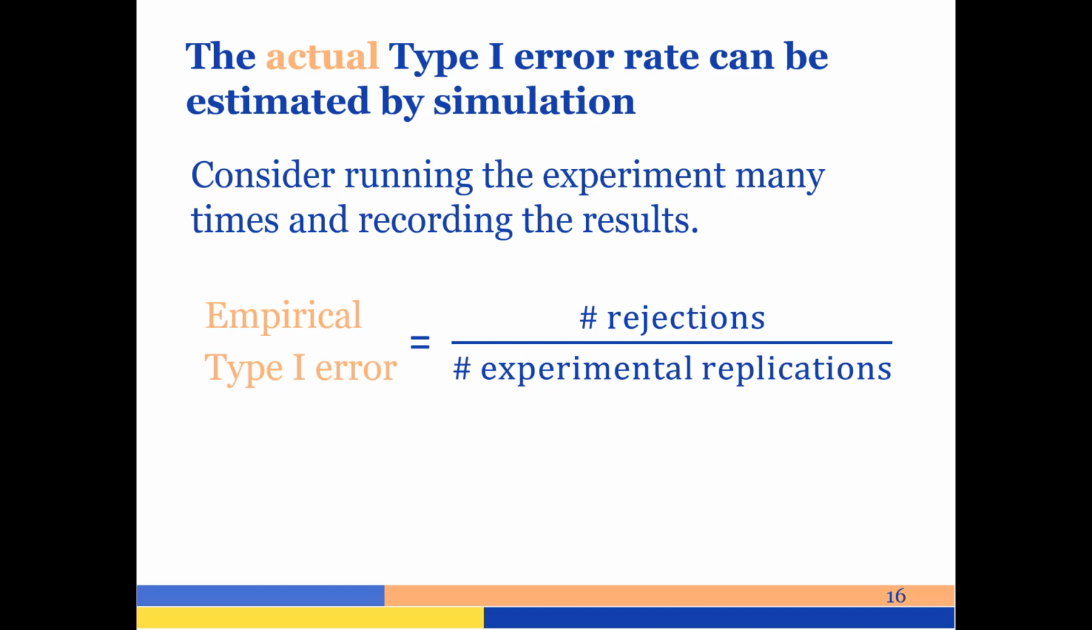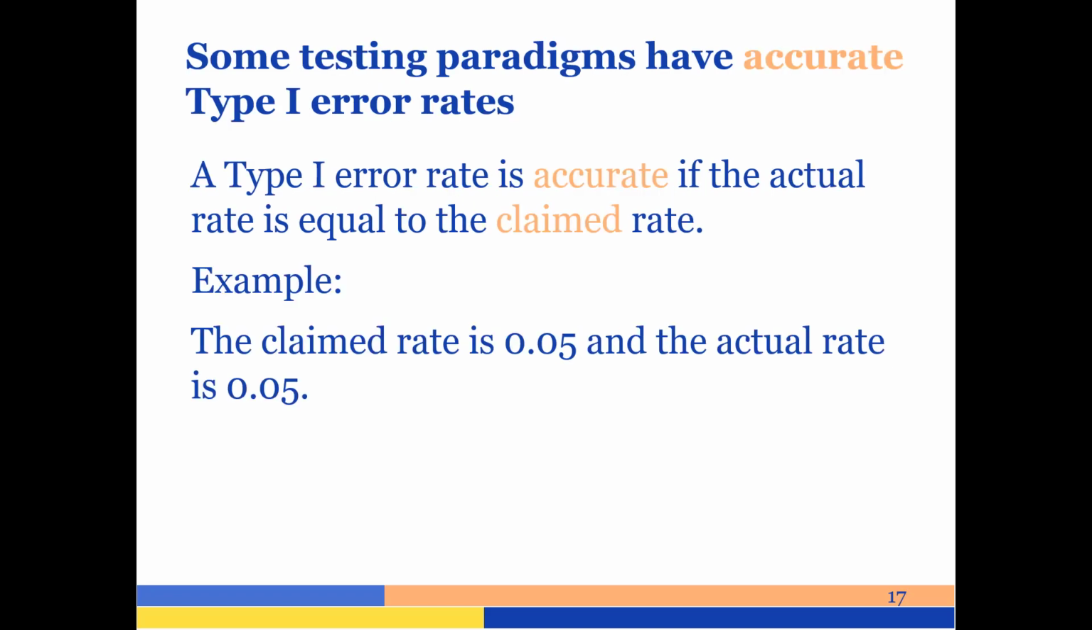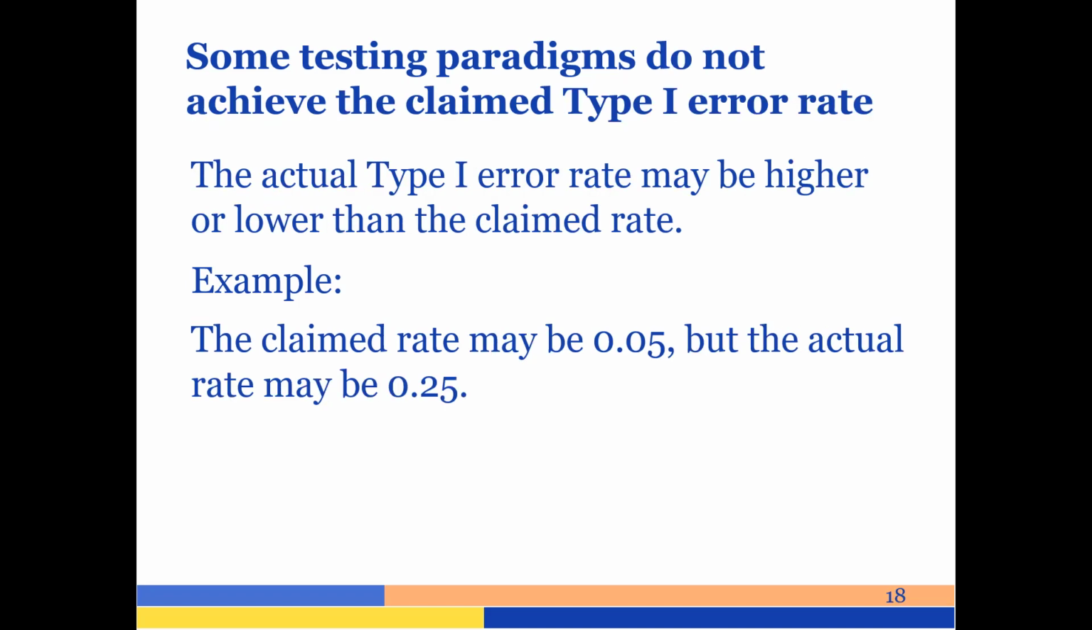We can calculate the type 1 error rate using simulations, which can be expressed as the number of rejects over the number of experimental replications. You could generate normally distributed data for 5 groups and perform calculations using the F-statistic. Some testing paradigms have accurate type 1 error rates, whereas others do not. This is an important note, so keep it in mind. The problem is when it is bigger. If we state that we are testing at 0.05, but we really test at 0.25, then we have a problem.